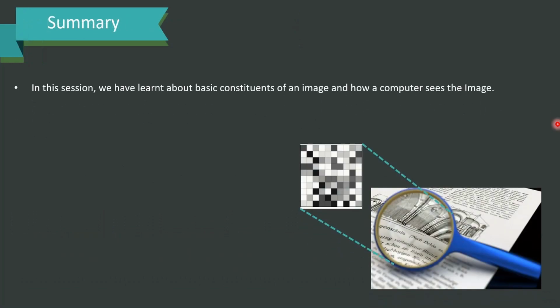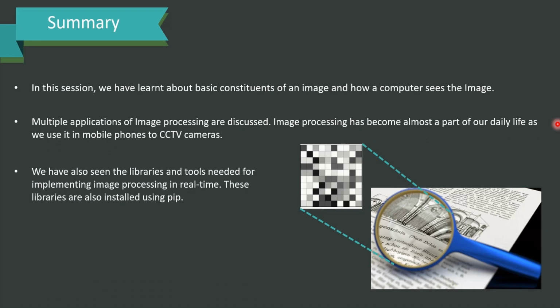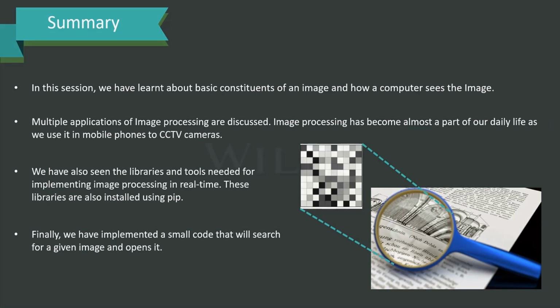Let's summarize. In this session, we have learned the basic constituents of an image and how a computer looks at an image. Multiple applications of image processing are discussed. Image processing has become almost part of our daily life, as we use it from mobile phones to CCTV cameras. It has extensive applications. We have also seen the libraries and the tools needed for implementing image processing in real time. These libraries are also installed using PIP. Finally, we have implemented a small code that will search for a given image and open it.